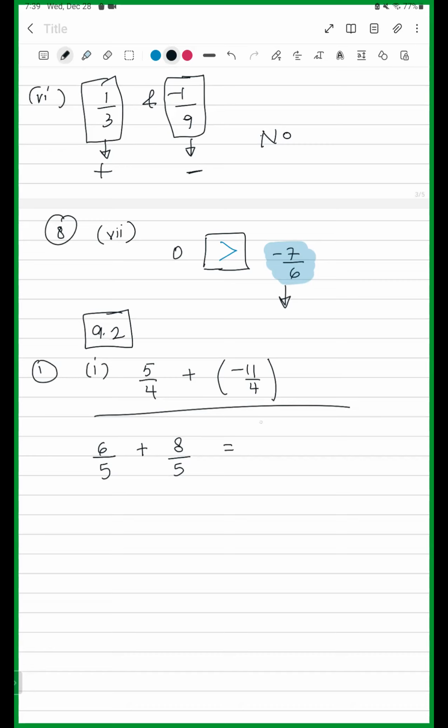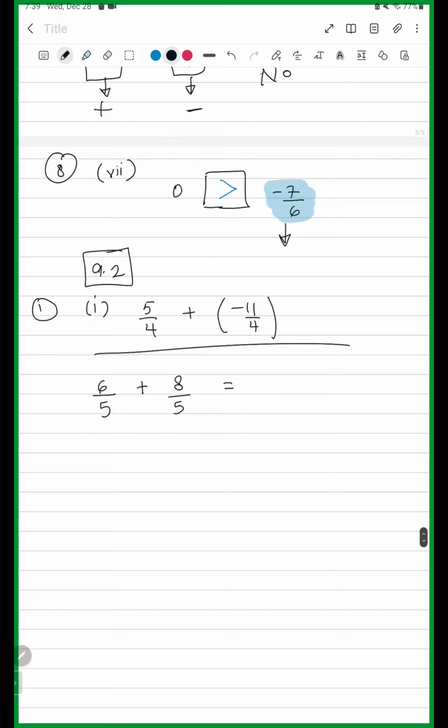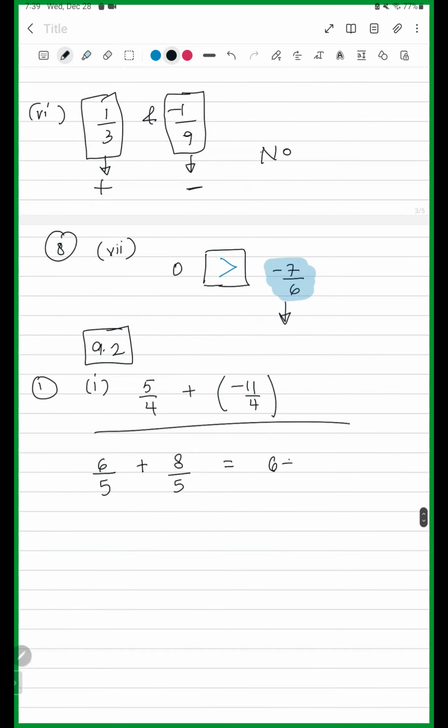Fourteen by 5. Very good. 14 by 5. See, when the denominators are the same, all you have to do is add the numerators. So it will be 6 plus 8, and the denominator is the same, which is 5. So it will be 14 by 5. Okay. Now, what if I tell you 6?